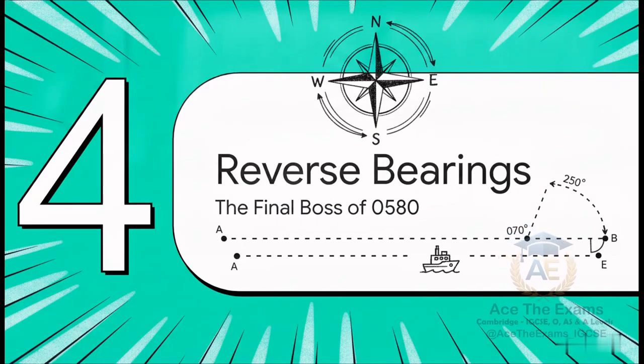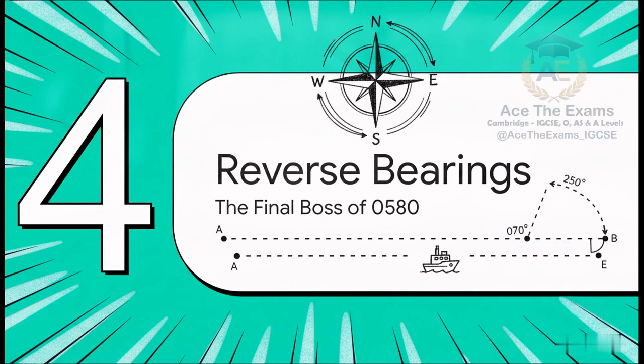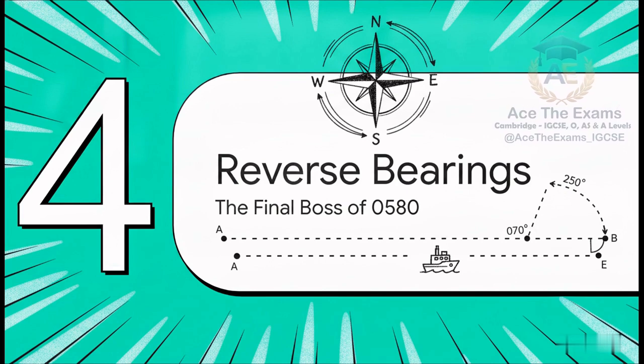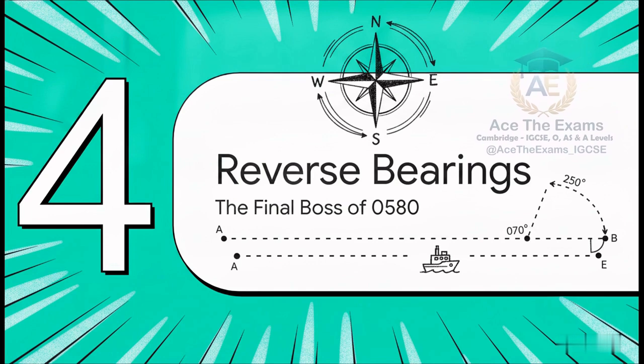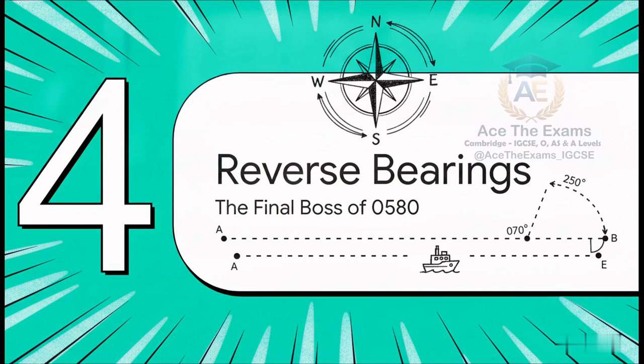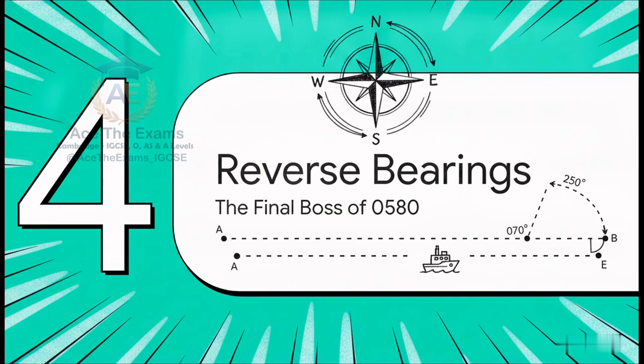We have reached the final and often the most intimidating concept of the entire syllabus: finding reverse bearings. This basically means calculating the direction from where you just came. So, if the bearing of B from A is 070 degrees, what is the bearing of A from B? It sounds like an impossible riddle, but I promise you it's just pure logic.